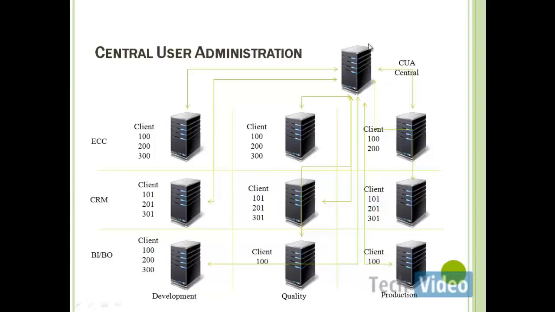That means you have the user master centrally available in CUA, but you can define it here. For example, for the CRM quality system, what role should be assigned in this system, you can define here. You can centrally assign, for each system and each client, what role it should be assigned and which user should be available on each system. That is the main advantage of central user administration.